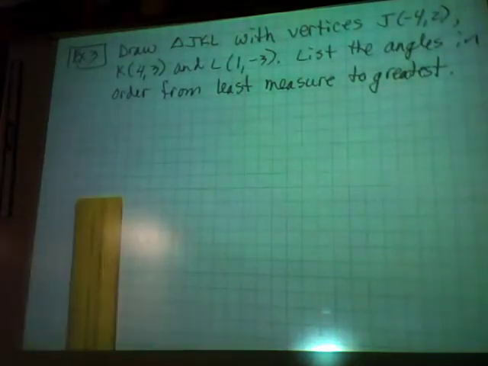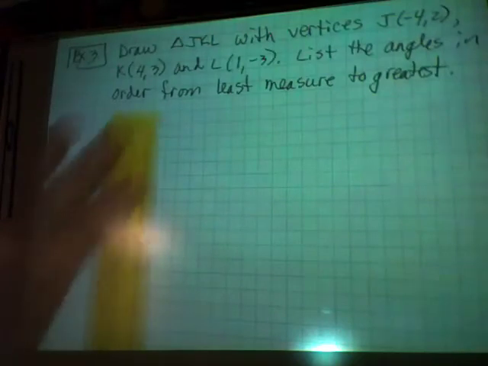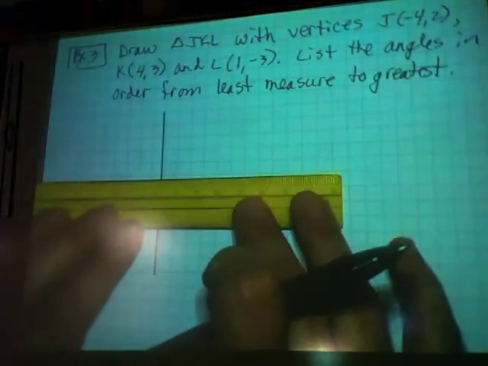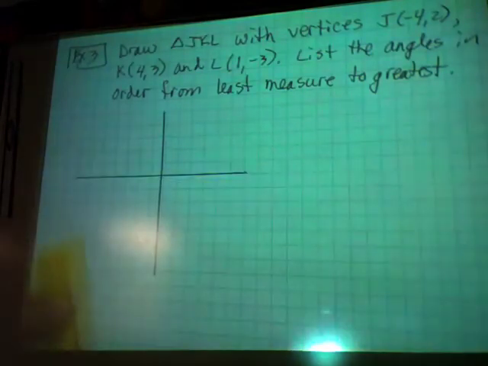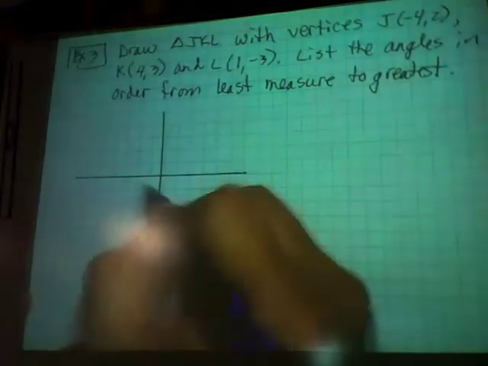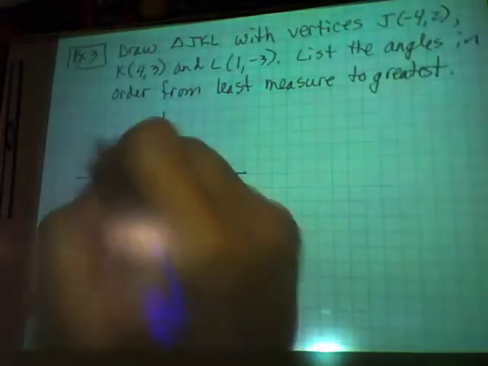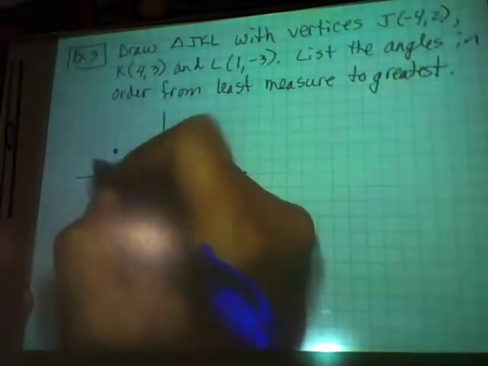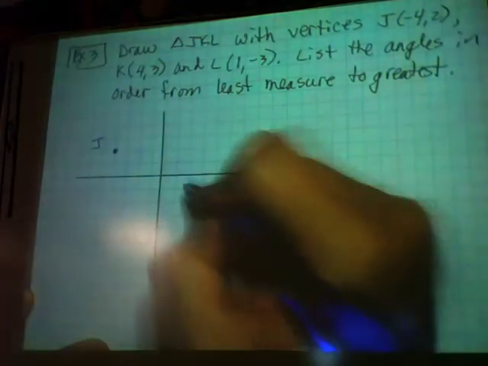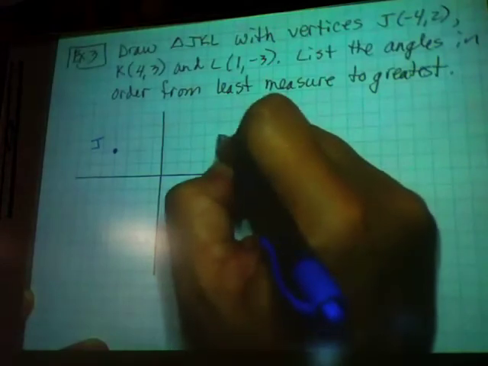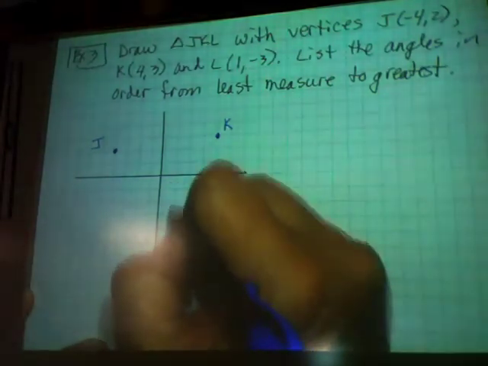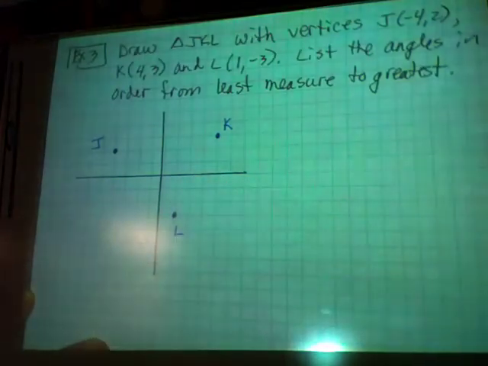So I need a coordinate grid that's a 4 by 4, don't I? So we're going to plot those points. J is negative 4, positive 2. K is 4, 3. And then L is 1, negative 3. And you want to connect those points.